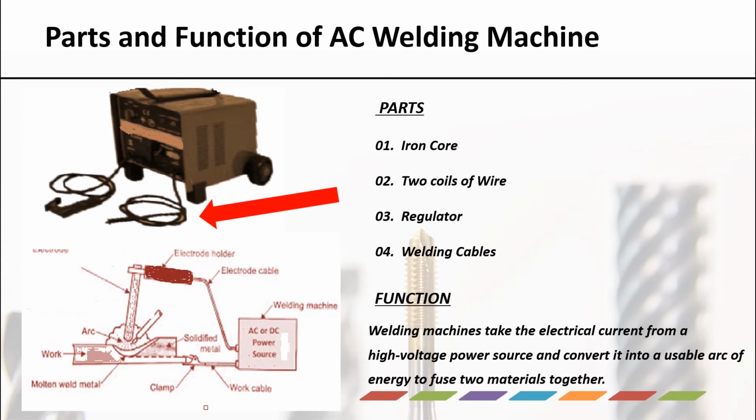Parts and function of AC welding machine. An AC welding machine consists of an iron core. The purpose of the iron core is to channel the magnetic flux generated by the current flowing around the primary coil so that it links the secondary coil as much as possible. A current regulator is attached to the secondary output supply to adjust the amperes for welding suitable to the various sizes of electrodes. Two welding cables are attached to the output terminals. One is for the electrode and the other is for earth or job. The transformer may be air cooled or oil cooled.